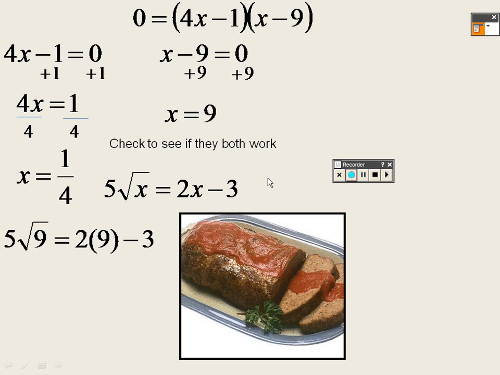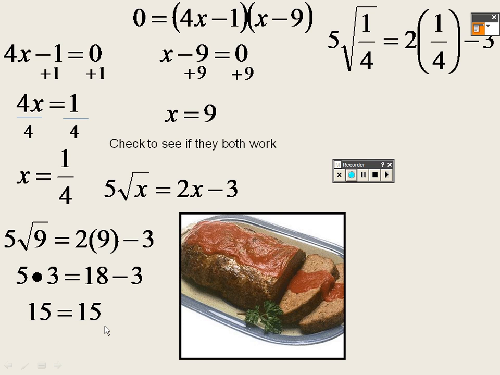Check to see if they work. So I plug in 9. Square root of 9 is 3, so 5 times 3 is 15. 2 times 9 is 18. 18 minus 3 is 15, so yep, 9 works.